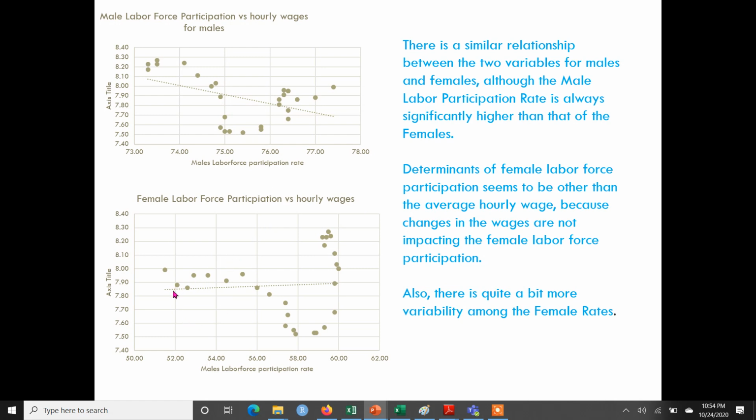Then, as I said, the slope of this line seems to be much smaller, right, as compared to the plot in the upper panel. So the determinants of female labor force participation seem to be different than just the wage rate, right? Then a third observation is, if you compare the two plots, there is a lot of variation or variability in the rates of female labor force participation.